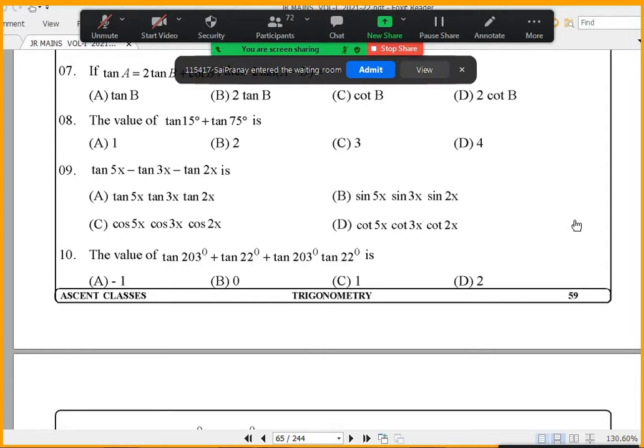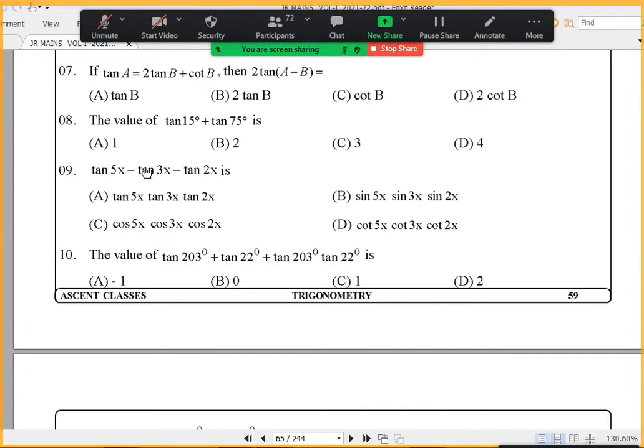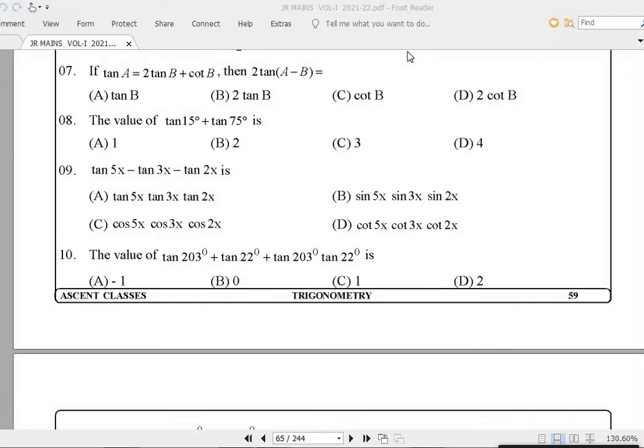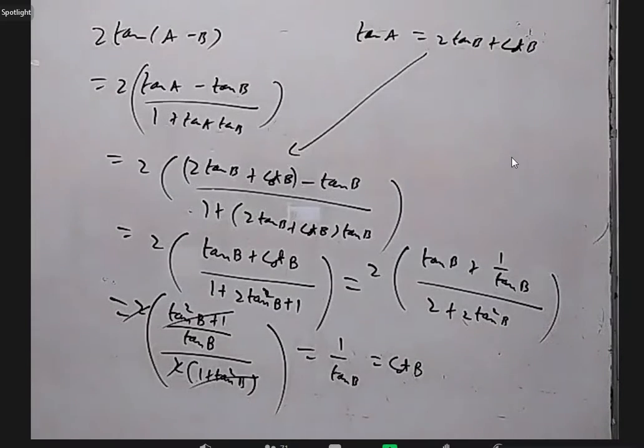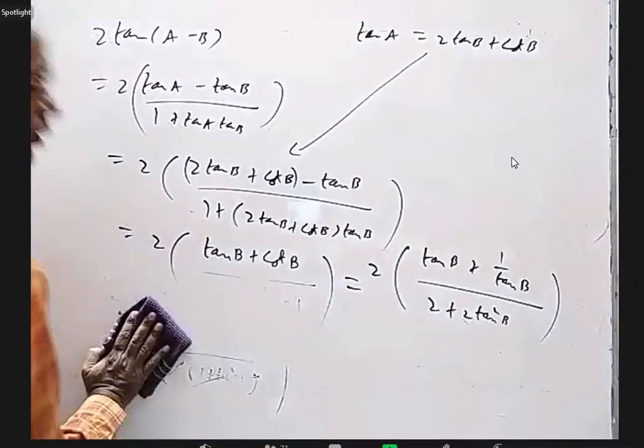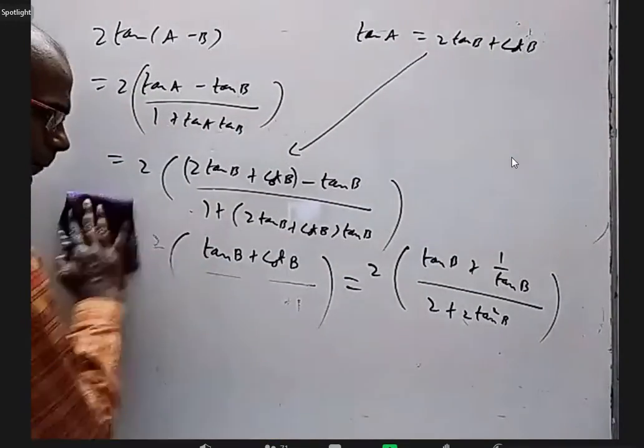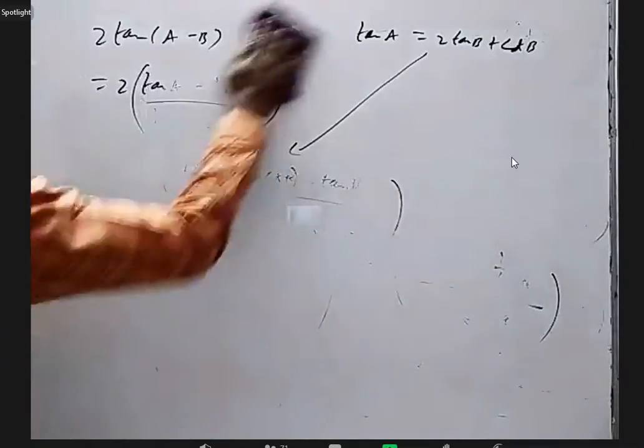Okay. In the ninth question, we can start from the question, but without that, between 5x, 3x, tan and 2x. 5x equals 2x plus 3x. By that formula, we can find. Yes, correct. So sometimes we can start with the given data, the LHS part, or the question gives you an idea what to start with. Hope everybody completed the seventh question, right? Yes, sir. Okay.